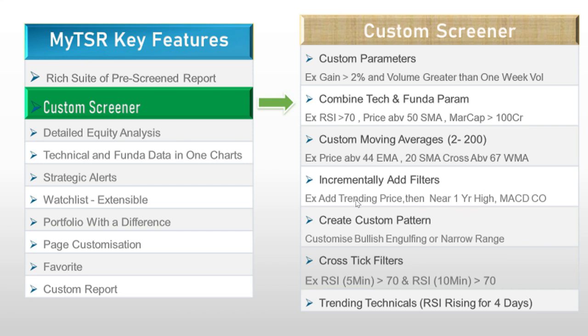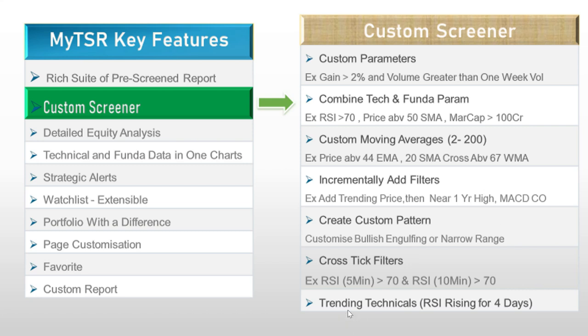You can also go with cross-tick filters. For example, one of our users had a unique requirement. He wanted overbought on a weekly and also overbought on a monthly and a daily basis. So that level of flexibility is available. For example, RSI above 70 on 5-minute tick as well as on 10-minute tick. Obviously, this is available only in certain packages, not in all packages. But the point is you have that flexibility.